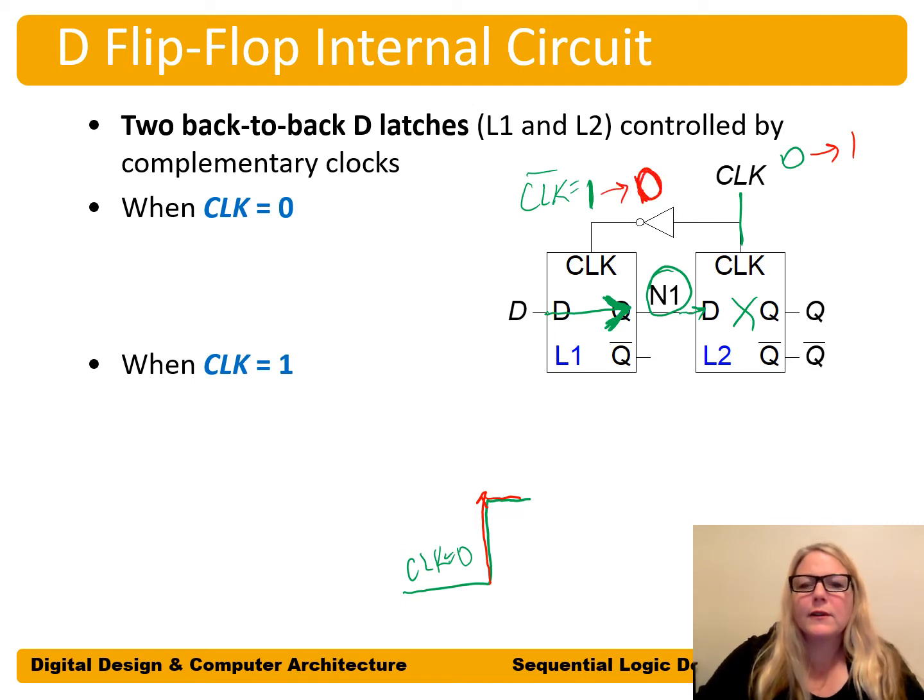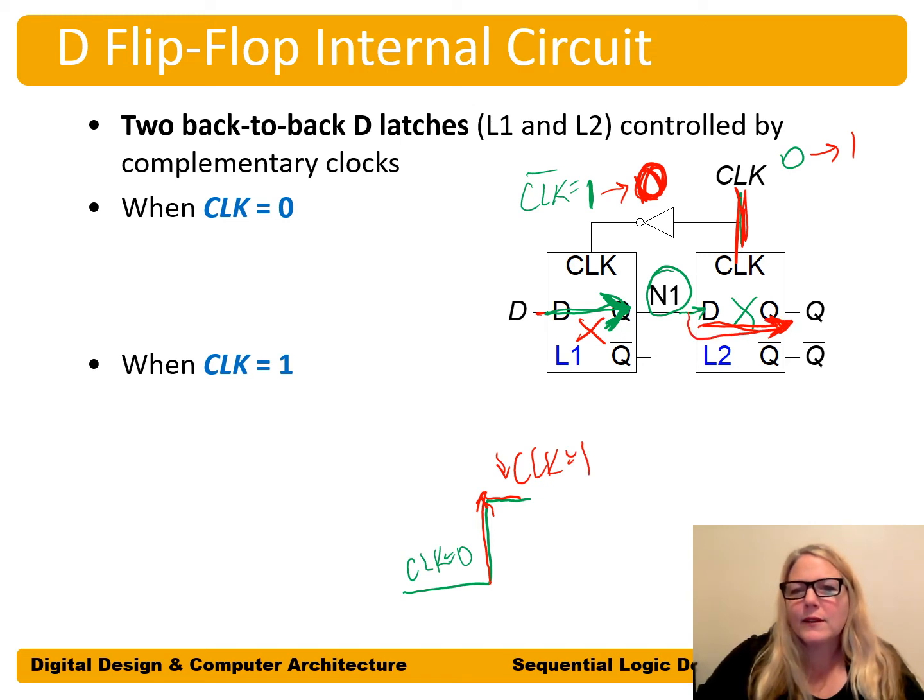Clock bar becomes 0, and now this L2 becomes transparent and allows N1 through to Q, and because we have a 0 on this L1 D latch, now L1 becomes opaque and does not allow D to its internal node. So right before that edge, D got passed to the internal node N1, and then right after this edge, clock equals 1, N1 gets passed through to Q.